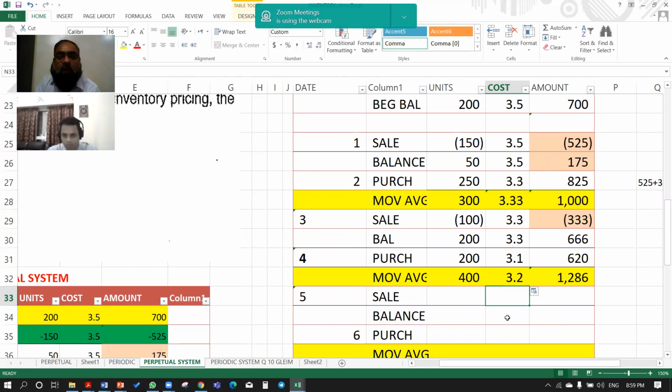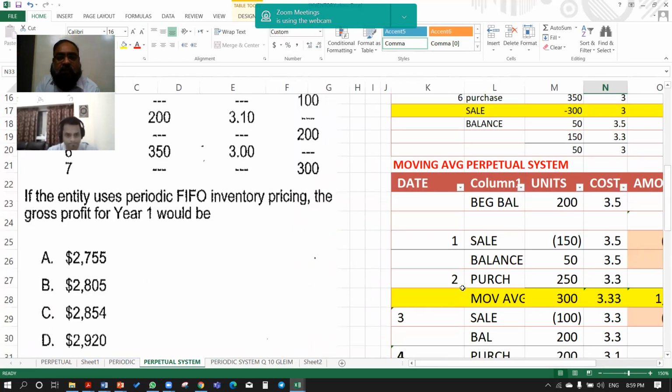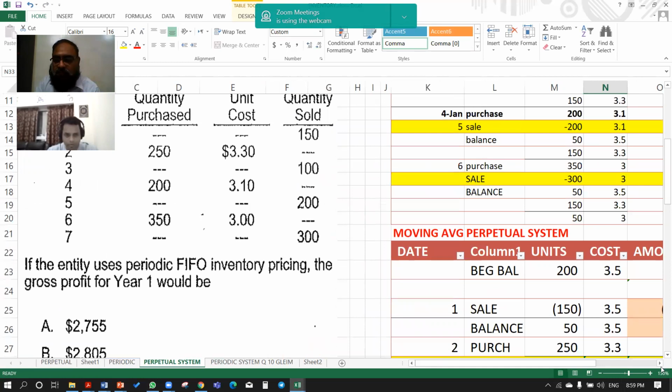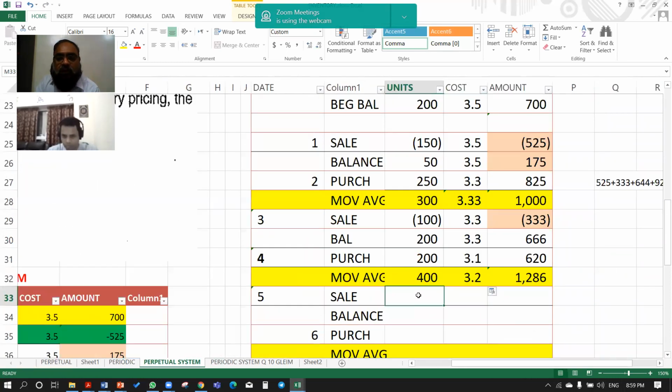Then we have the sales. How many units do you have to sell? I think 200, right? 200 units you have to sell. So minus 200 at 3.2, its rate is the same, right? And what will be the amount? It is 640.